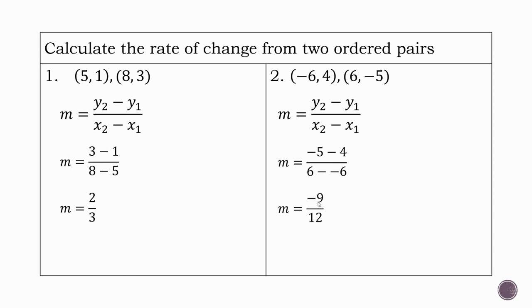Now, again, when we get slopes like this, guys, we have to make sure that we're checking it and simplifying it as much as we can, okay? So -9 over 12 can be reduced, and we can reduce that to -3 over 4. Okay, so my final slope for this set of ordered pairs here is -3 over 4.